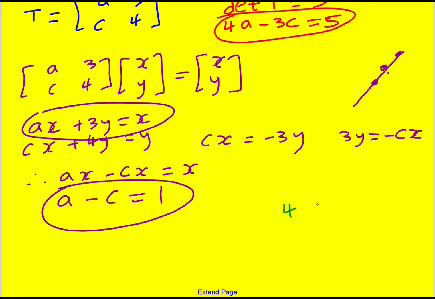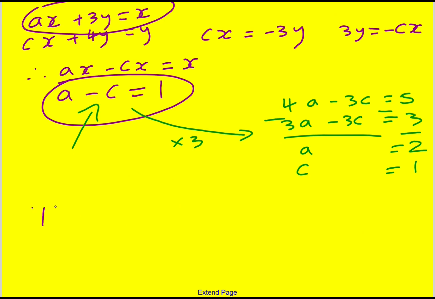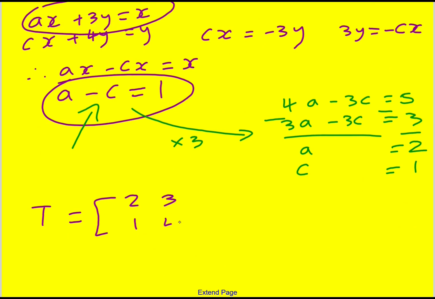Put the two together. 4a minus 3c equals 5. Actually, I'm going to times this one through by 3. That gives me 3a minus 3c equals 3. Subtract them. That gives me a equals 2. And that must mean that c is equal to 1 if I put it back into this one here. Hence T is going to equal (2, 3; 1, 4). That's my a and my c. Okay, enjoyed that.